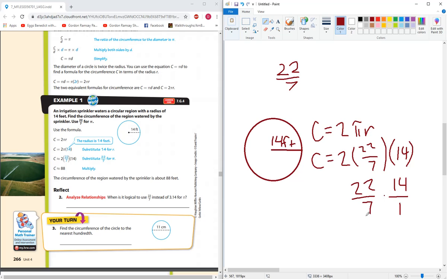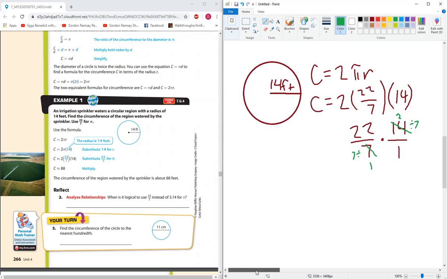Now, cross-canceling. We kind of went over cross-canceling in the discussion we had on Tuesday. If you have a fraction multiplying, you can cross-cancel these numbers if they're divisible by the same thing. In this case, both numbers are divisible by 7. So if I divide this by 7 and I divide this by 7, this becomes a 2 and this becomes a 1.